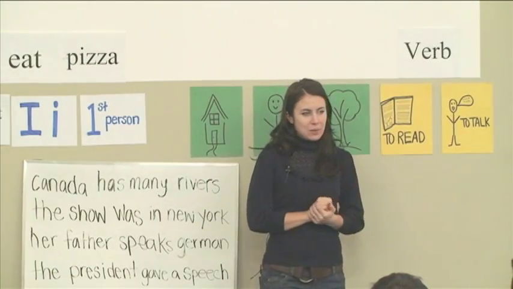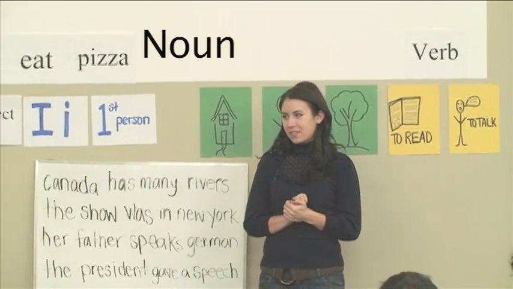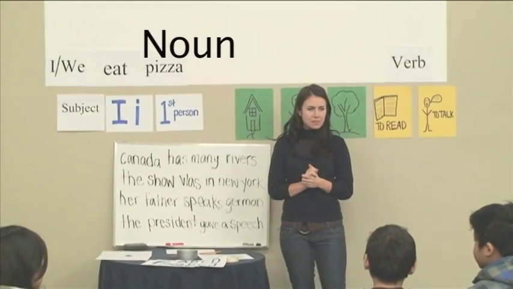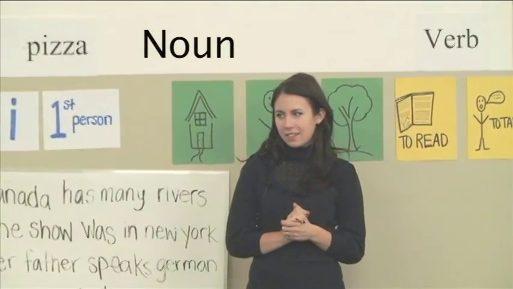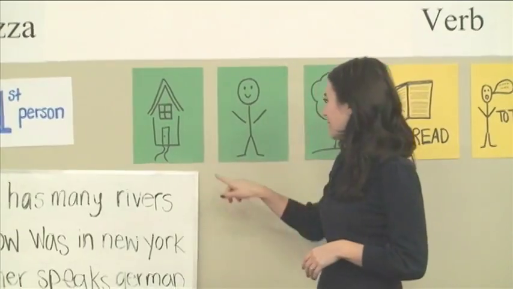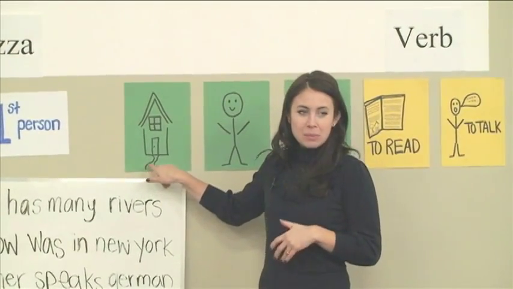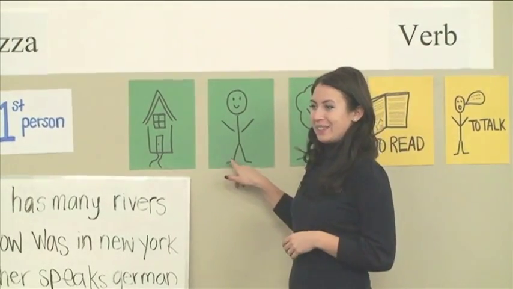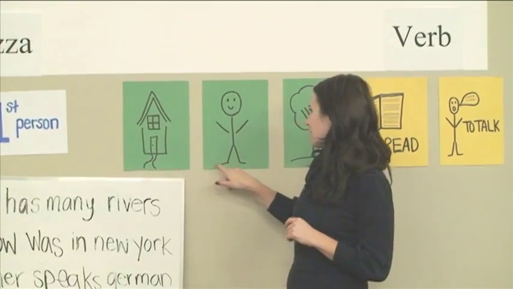Does anybody know what a noun is? It's just another thing we might find in a sentence. Has anyone ever heard of a noun? Is it like a place? A place, yeah. A noun can be a place. So we've got a place, like a house, like this picture. This is a noun. It's a place. What's this? A person. So a noun can be a person too. So it can be a place. It can be a person.